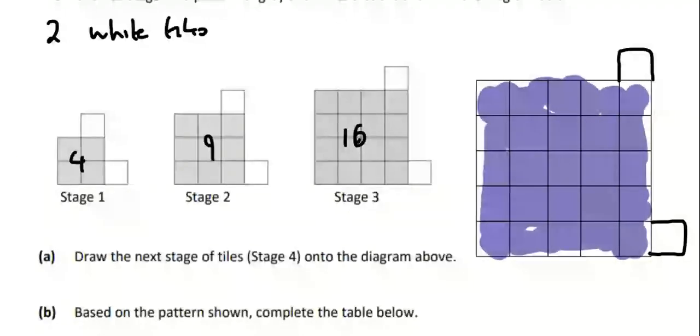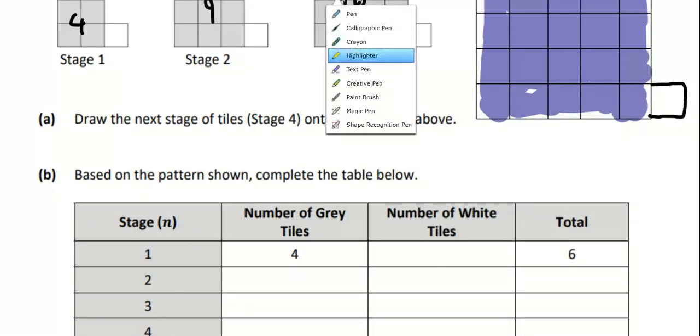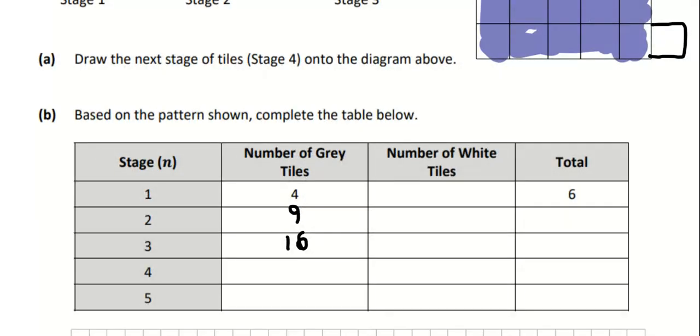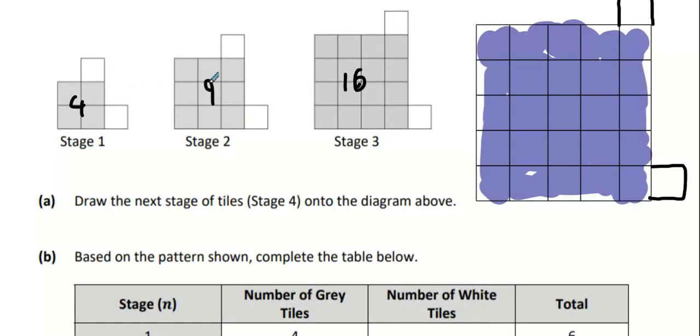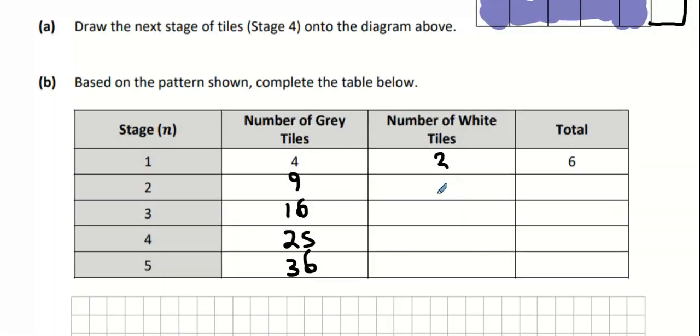Okay, next one. Complete the patterns. So the number of grey tiles, as we covered earlier, was 9, 16, then the next one was 25. The next after that will be 36, because it goes 2 by 2, 3 by 3, 4 by 4, 5 by 5, and then the next one will be 6 by 6, which is 36. The number of white tiles always remains the same. So we're just going to get 11, 18, 27, and 38. All right.